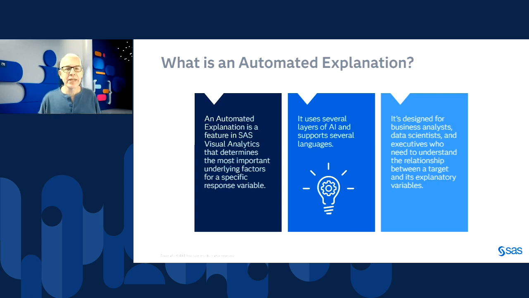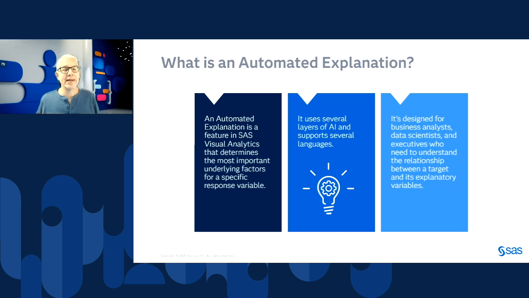It's basically a really cool feature in SAS Visual Analytics that allows us to understand the most important underlying factors for any particular target variable. Maybe you're trying to understand who's going to make a purchase and who's not, or who might default on a loan or who might not. What's important in terms of trying to explain that from our data? It does use a whole bunch of cool stuff behind the background. There's a whole bunch of AI running around, and it also supports several different languages. So it's very, very powerful.